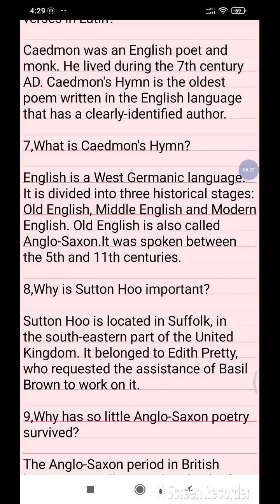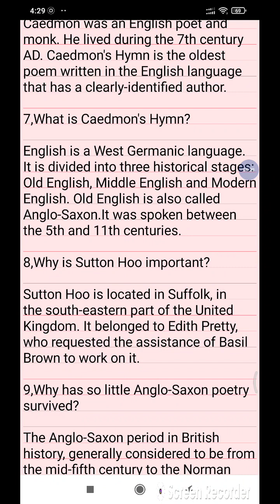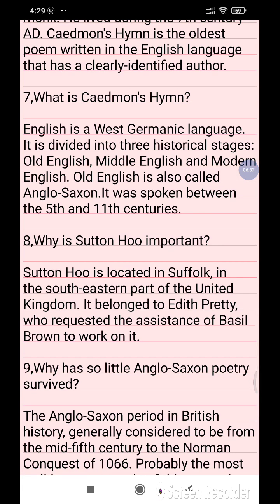What is the Caedmon Hymn? English is a West Germanic language, and it is divided into three historical stages: Old English, Middle English, and Modern English. Old English is also called Anglo-Saxon. It was spoken between the 5th and 11th century.